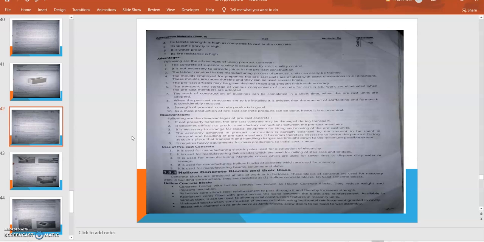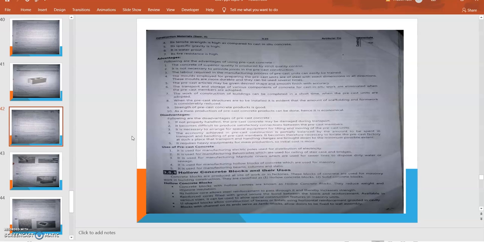The transport and storage of various components of the casted material are eliminated when the precast members are adopted. The work of construction of the building can be completed in a short time. And when the precast structures are to be installed, the amount of scaffolding and formwork is reduced. Then the strength of precast concrete is much more as compared to in situ. And as a mass production, precast concrete products can be made economically.